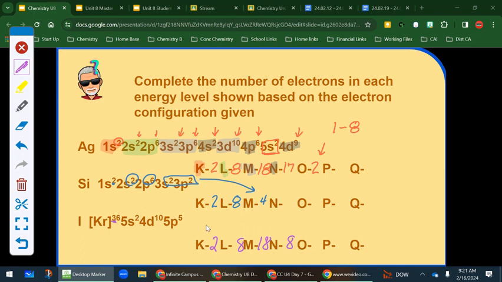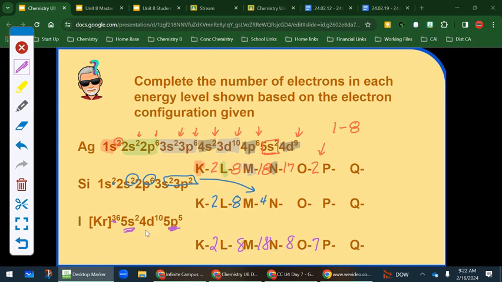So now, in the 5th energy level, we have how many more? 7. So that goes in the O. And if nothing else, count over: 1, 2, 3, 4, 5. That's the 5th level then.